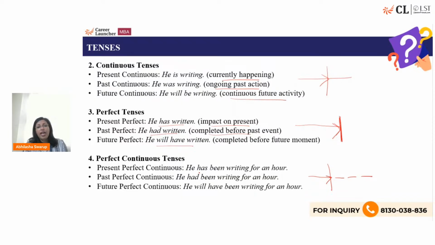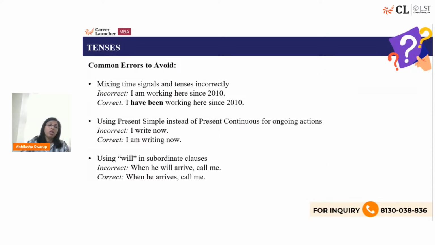So the present perfect has been writing, has been going on; had been writing in the past; and he will have been writing in the future. So those are your four aspects.